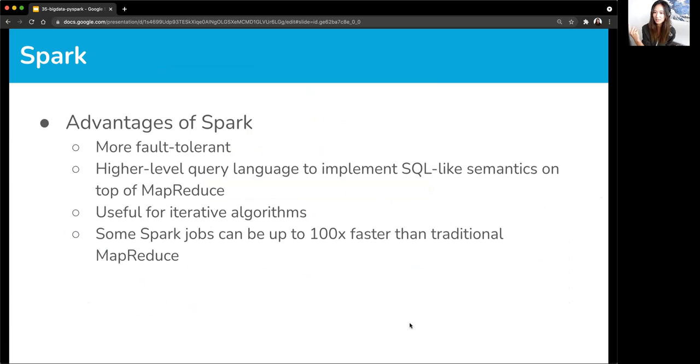So picking up Spark syntax, if you do any of the labs in our curriculum with Spark, you'll actually be using PySpark, which is Spark for Python. You'll see that the syntax is very, very similar to using methods in Python libraries. It's very useful for iterative algorithms because it kind of does the work for you in figuring out how to efficiently do these iterative processes. For example, the gradient boosting example. And Spark jobs can be 100 times faster than even traditional MapReduce.